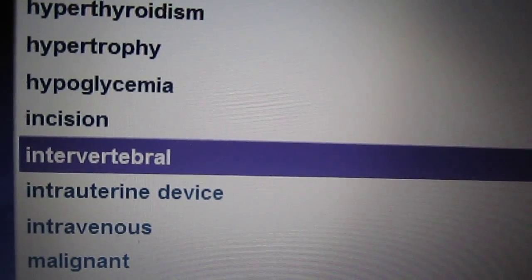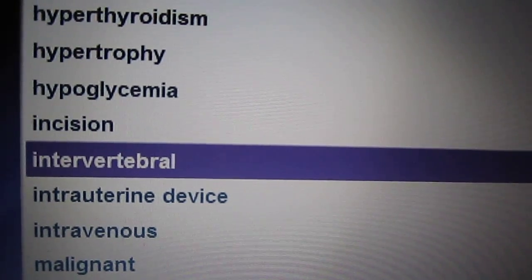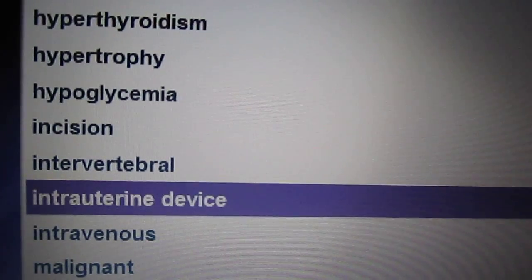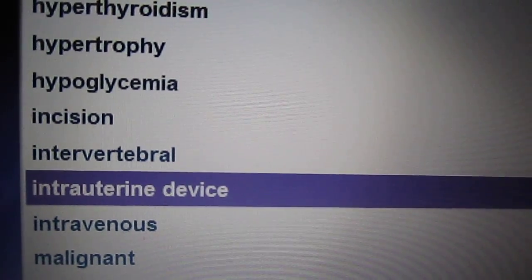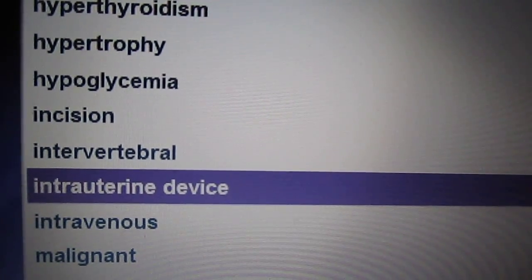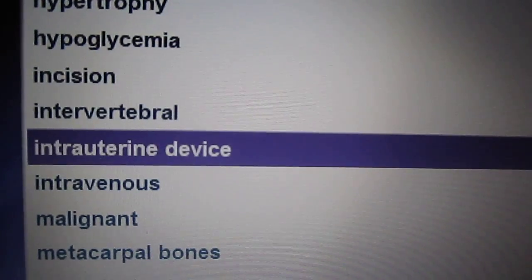Intervertebral. Intervertebral means pertaining to between two backbones or vertebrae. Intrauterine device. An intrauterine device, or IUD, is a device inserted by a physician into the cavity of the uterus. The presence of this device in the uterus prevents implantation of a fertilized egg.